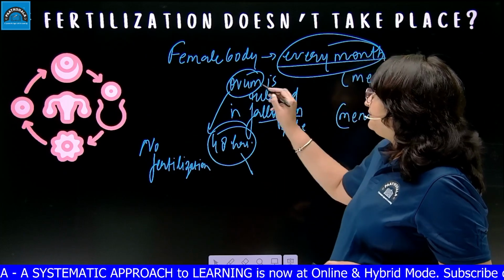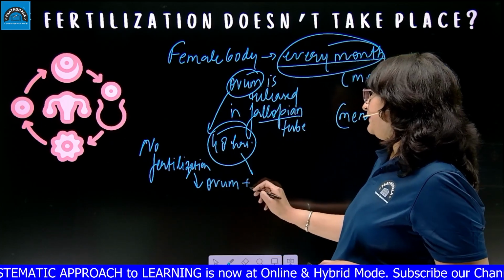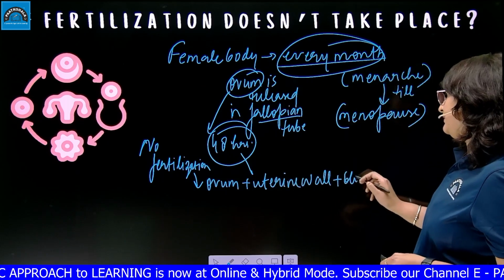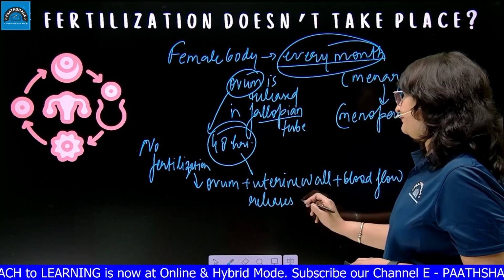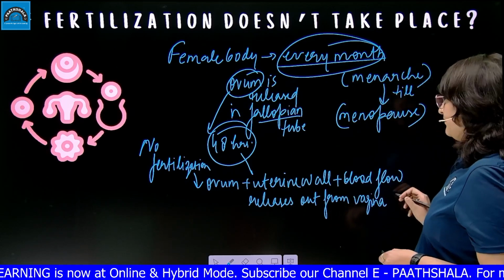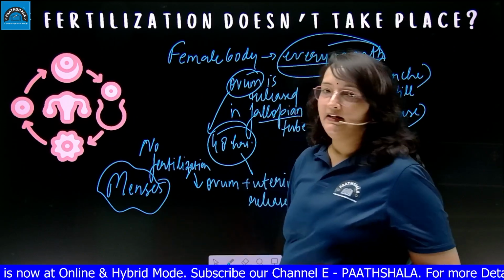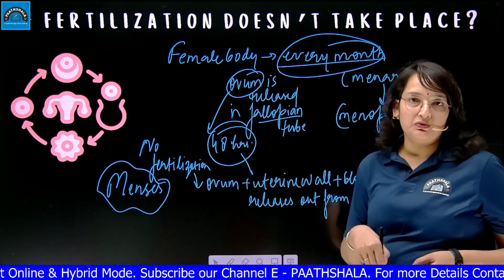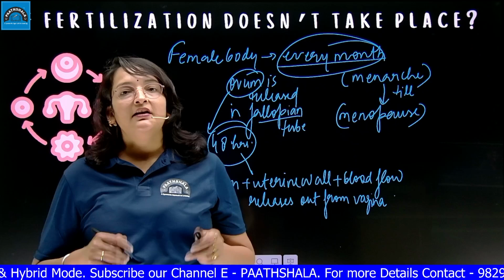This ovum, with the uterine wall thickening and some blood flow, is released out from the vagina, and this is known as menses. If no fertilization takes place, menses will occur in the female. The menstrual cycle or periods will take place, and that non-fertilized ovum with the uterine wall thickenings and some blood flow will be released out from the vagina.